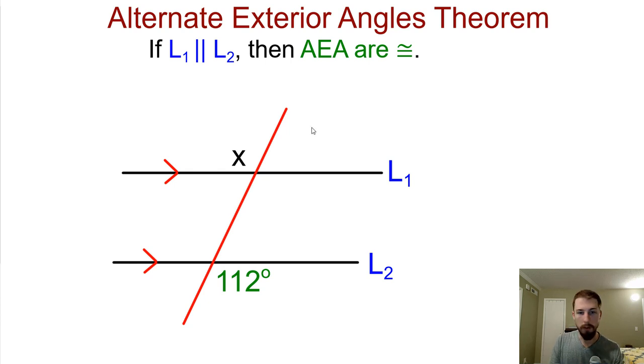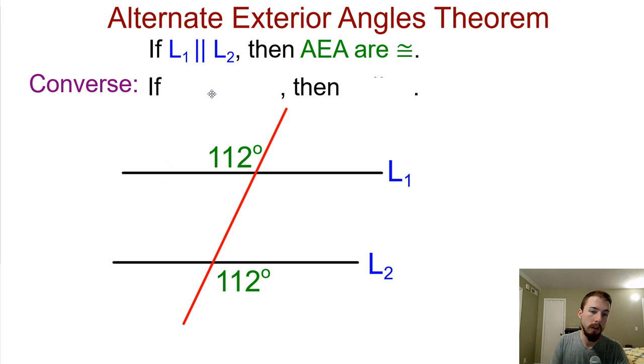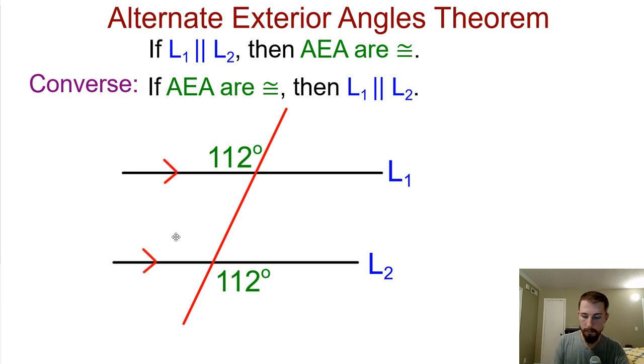Same thing with the alternate exterior angles theorem. So if the lines are parallel, then the alternate exterior angles have to be congruent. So we could prove they both are 112. So then we can use the converse. If the alternate exterior angles are congruent, then we know that the lines are parallel. So if I give you two alternate exterior angles and you see that they're exactly the same, then we can conclude by the converse of the alternate exterior angles theorem that the lines have to be parallel to each other.